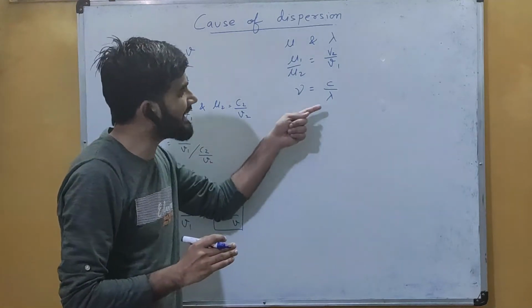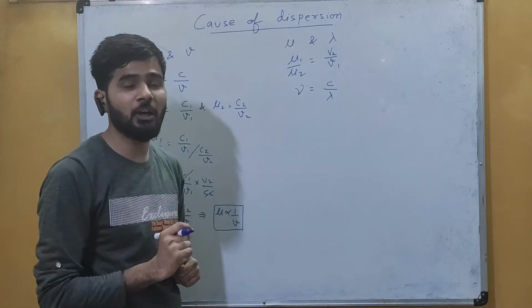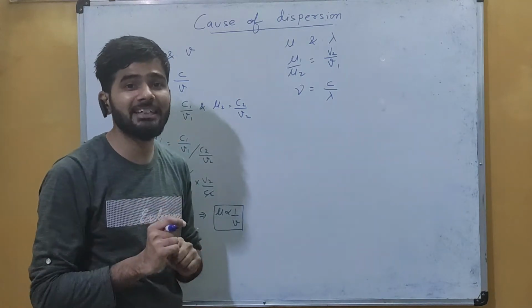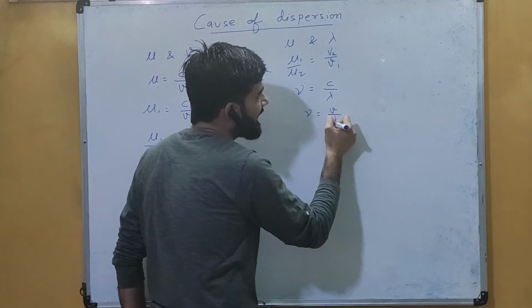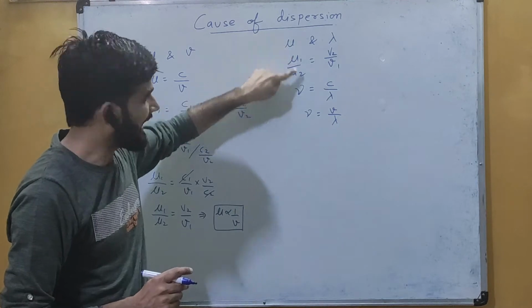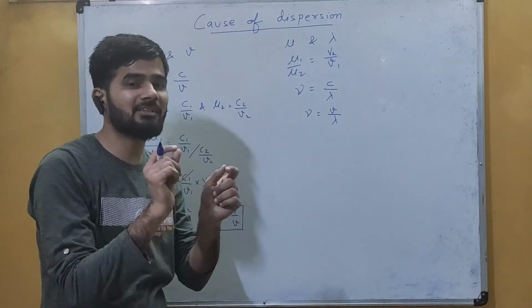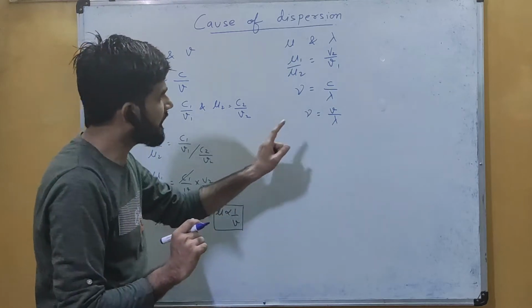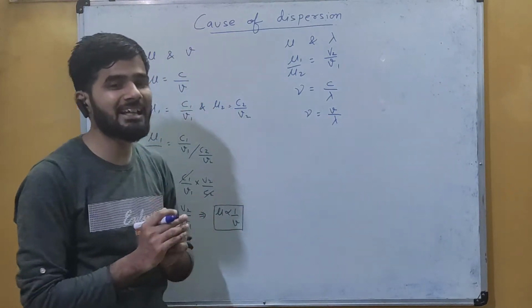Now if I want to write the same formula for any medium, क्योंकि मीडियम के अंदर क्या होगा, जो स्पीड है लाइट की वो क्या हो जाएगी, चेंज हो जाएगी. So I can write this nu is equal to v by lambda. Here one more thing, this is mu and this is nu, so the pronunciation is a little bit confusing. Now here we will see कि ये जो हमने रिलेशन लिखा है it is a generalized relation.